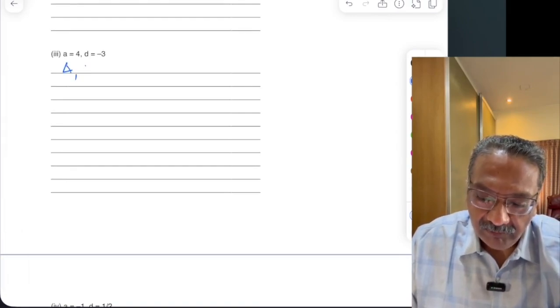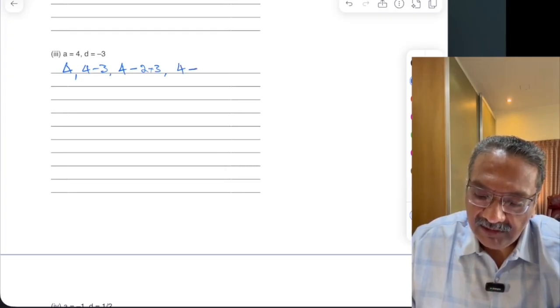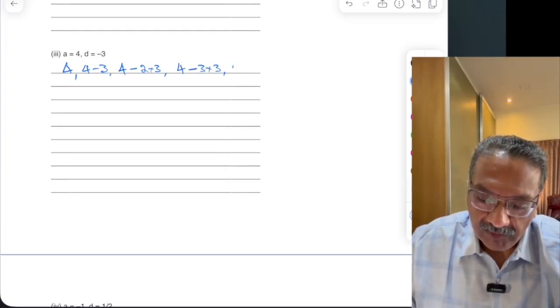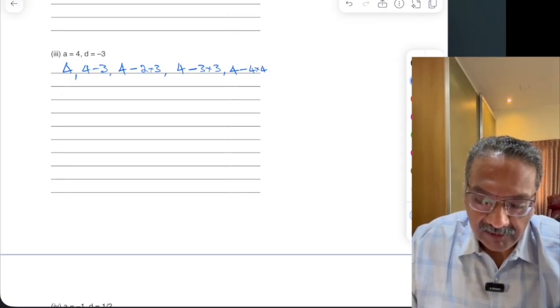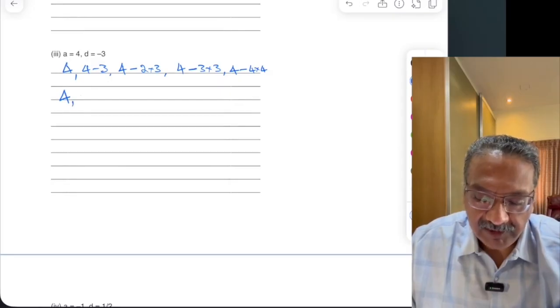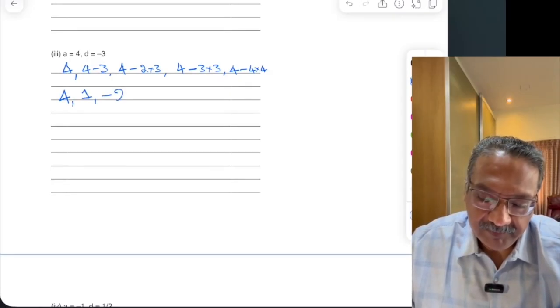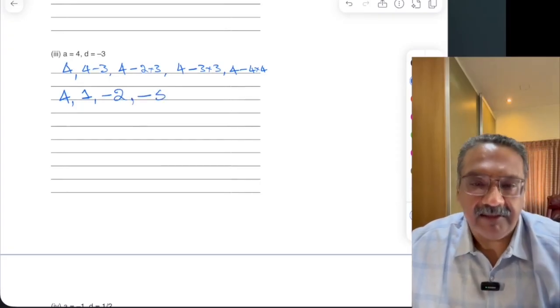third term will be 4 minus 2 into 3, next term will be 4 minus 3 into 3, next term will be 4 minus 4 into 3. Okay, so I will write the answer to this: 4, 4 minus 3 is 1, and then if you reduce 3 from 1 it becomes minus 2 and then minus 5 and minus 8.